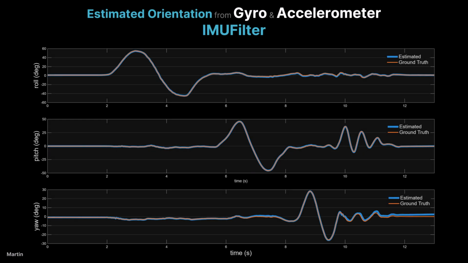The figures show the results of the IMU filter. As shown, the estimated orientation angles closely match the ground truth, demonstrating that the filter delivers accurate and reliable performance after sensor fusion.